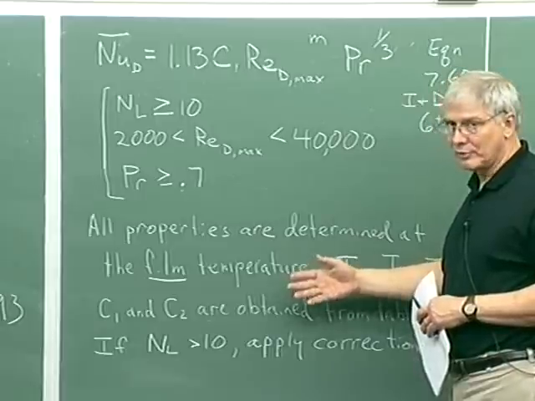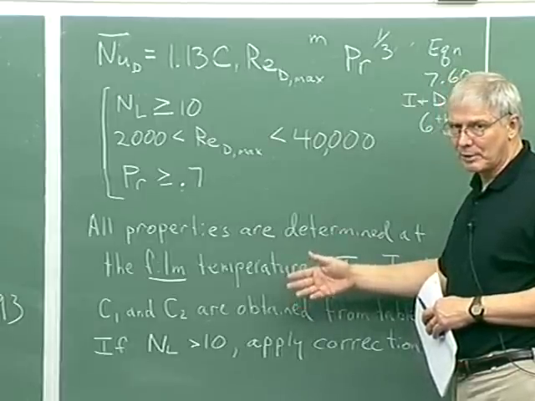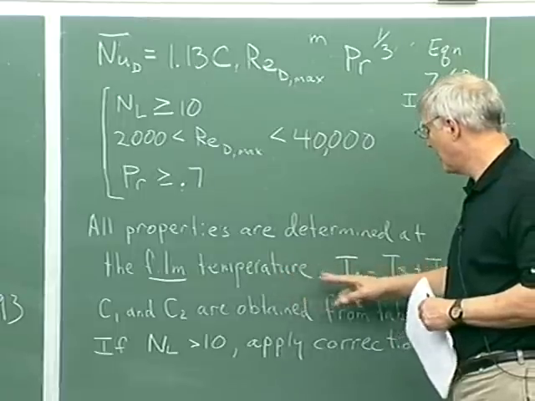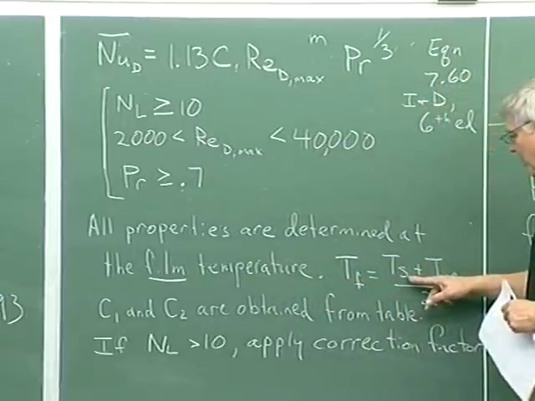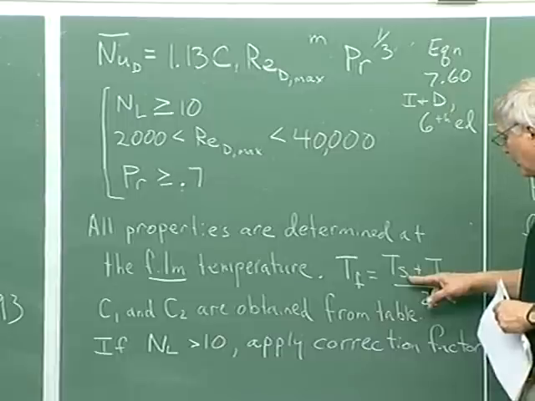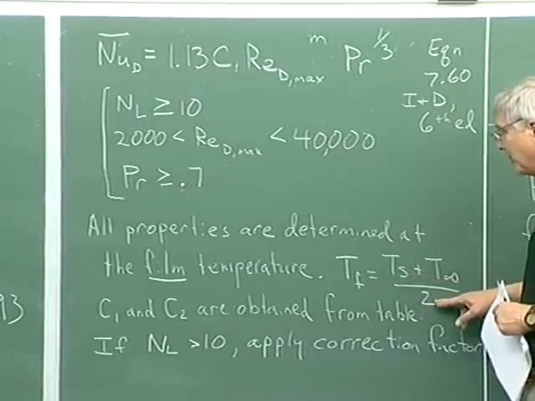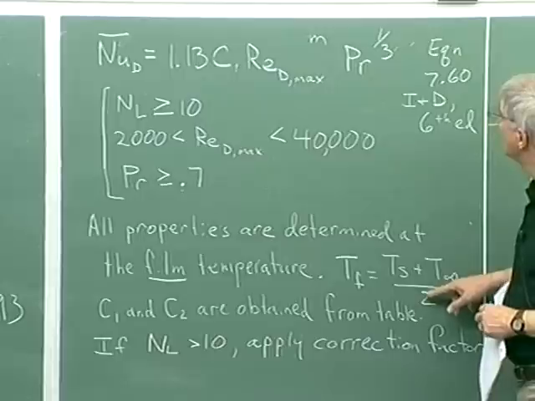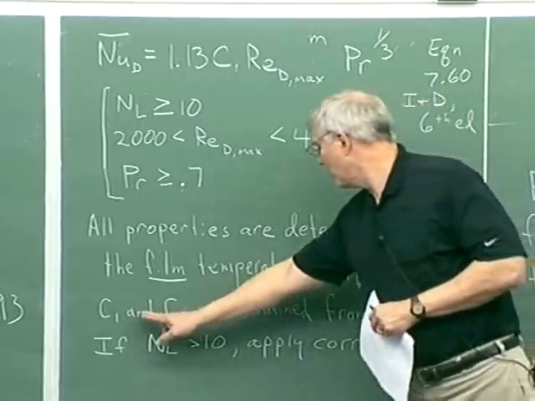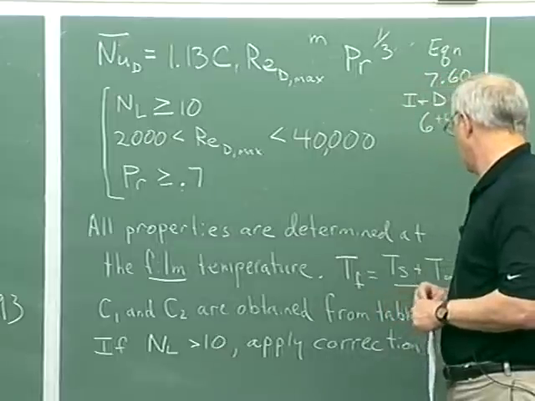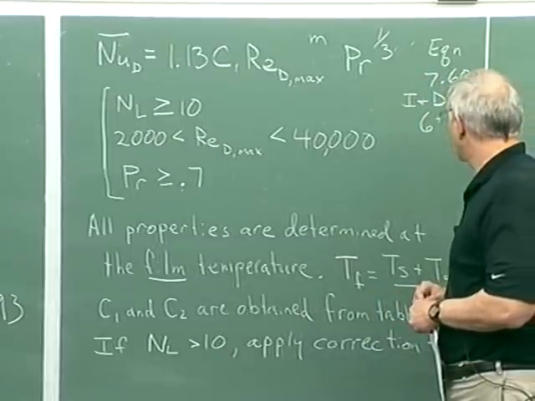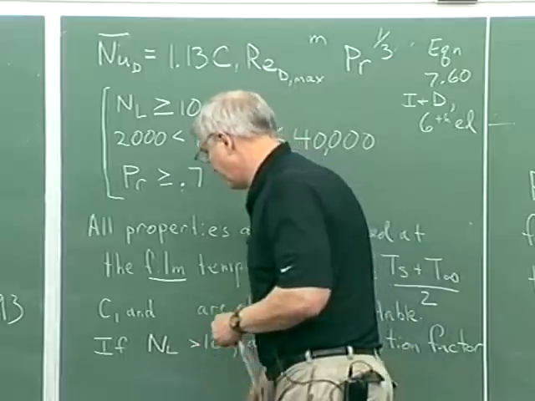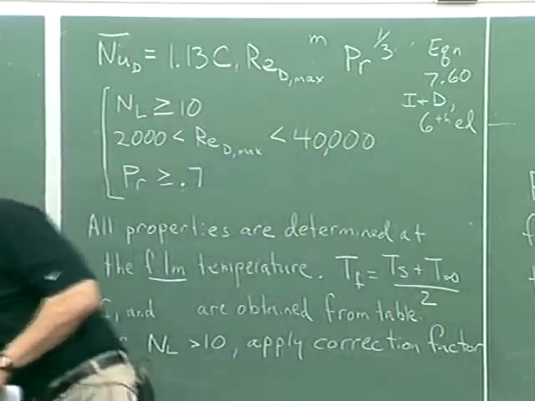Whenever you have a correlation, if you read the paragraph before and after, it'll tell you what conditions to use to calculate the properties. And the film temperature is given by the surface temperature of the tubes plus T infinity divided by 2. And then we have a couple of constants here we have to deal with. We have C1, which can be obtained from the table in the book, as can m. That should be m right there, I believe. Let's change that to an m.